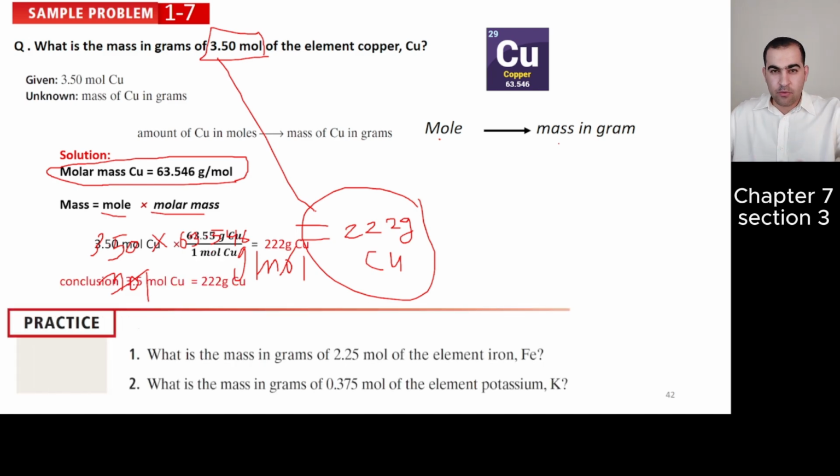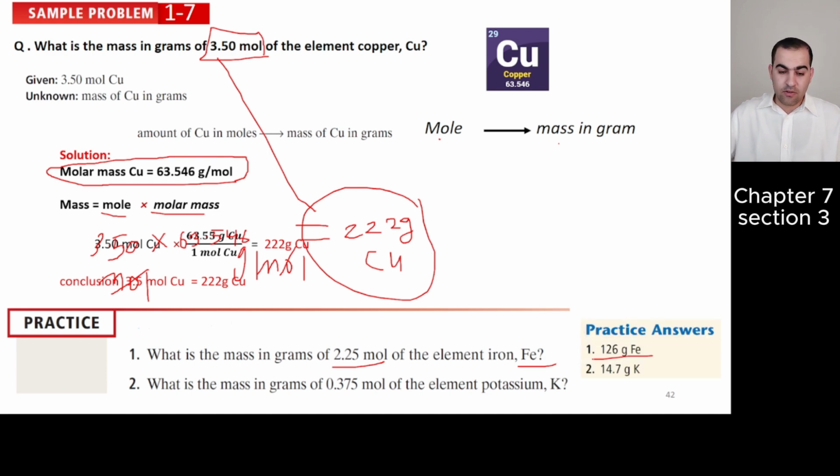Then we use the same rule. We have moles of iron; mole times the molar mass of iron, which will be given in the exam. You get the mass of iron will be 126 gram. You have 0.375 mole of potassium, and then molar mass of potassium times the mole of potassium, you get the mass in grams of potassium. We use the same rule.